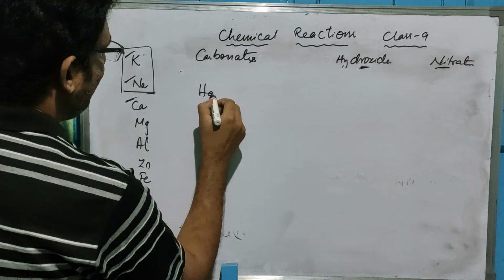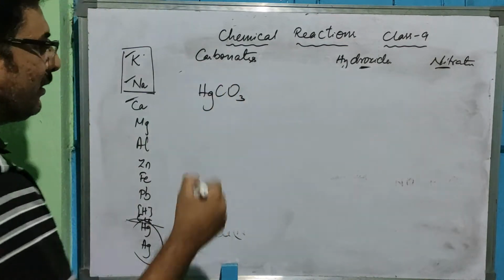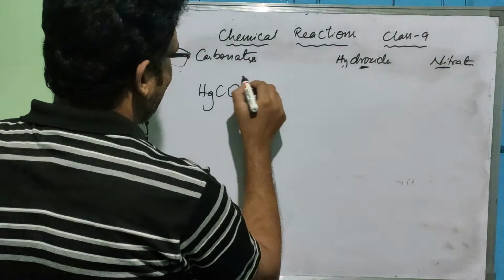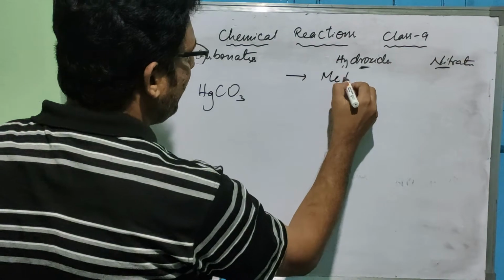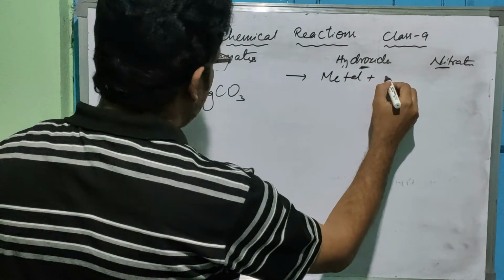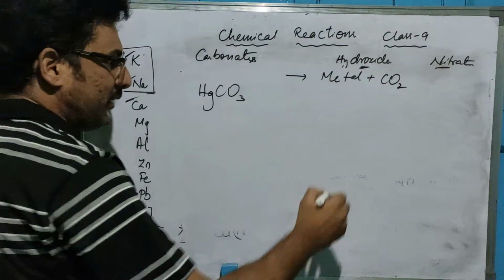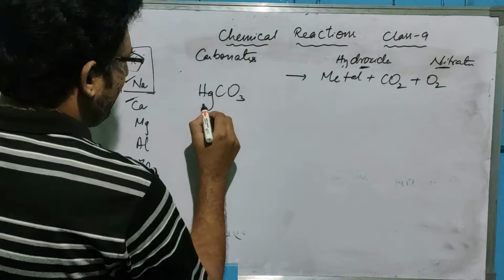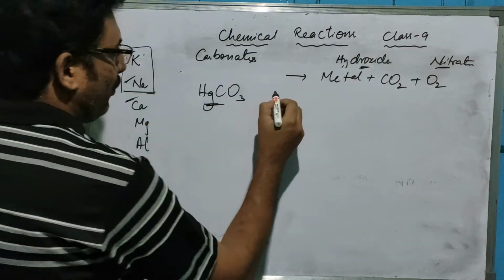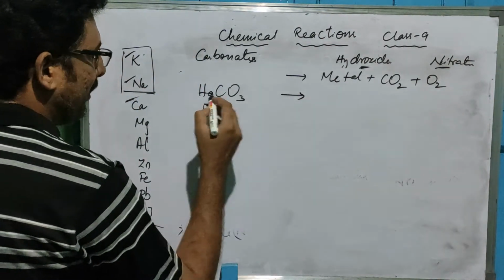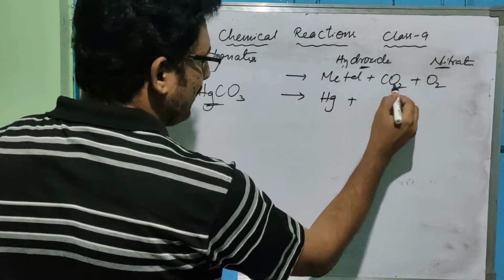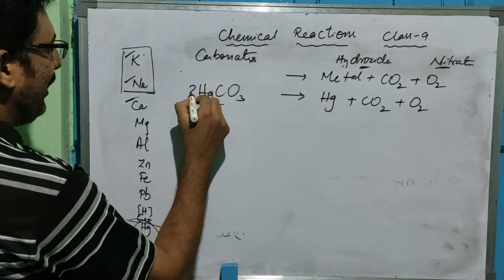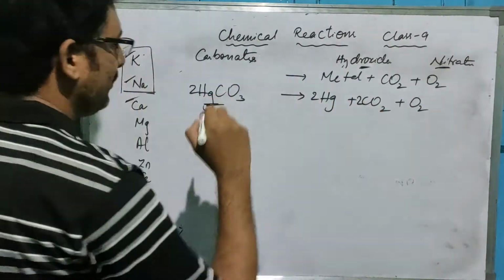So if you take mercury carbonate, from these two carbonates you will get metal. The products will be metal, and since it is a carbonate, you will get carbon dioxide, and along with that you will get oxygen also. Since you are taking mercury carbonate, what are you going to get? Metal. What is the metal here? Mercury plus CO2, carbon dioxide, plus O2. Of course it has to be balanced. 2, 2 and 2 are here.